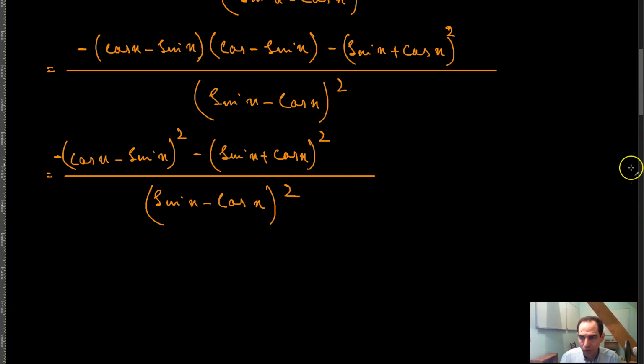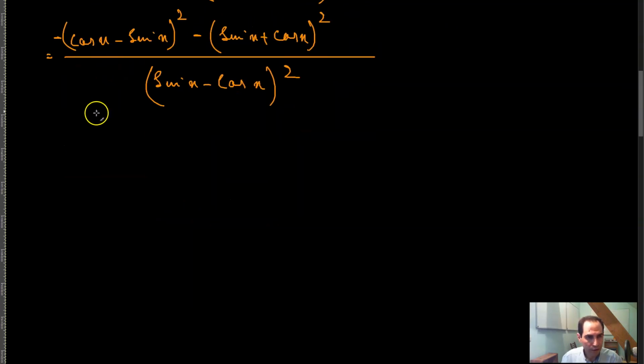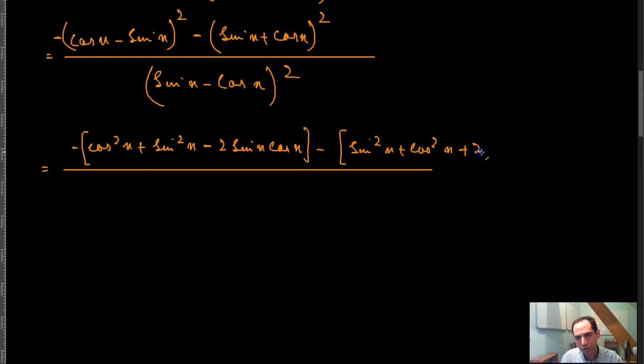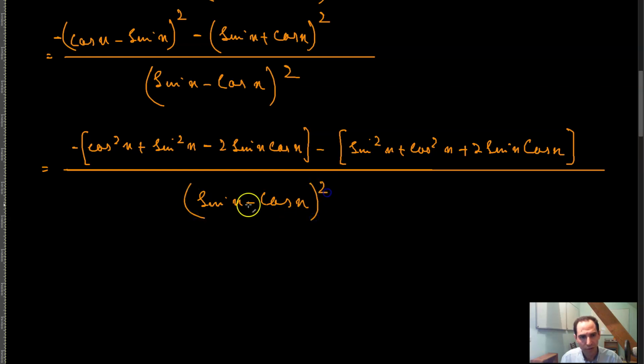So you can of course simplify this, meaning that you can write negative of basically cos squared x plus sine squared x minus 2 times sine x cos x, minus basically sine squared x plus cos squared x plus 2 times sine x cos x, and divide that by sine x minus cos x whole squared, and this would be 1 minus 2 times sine x cos x.